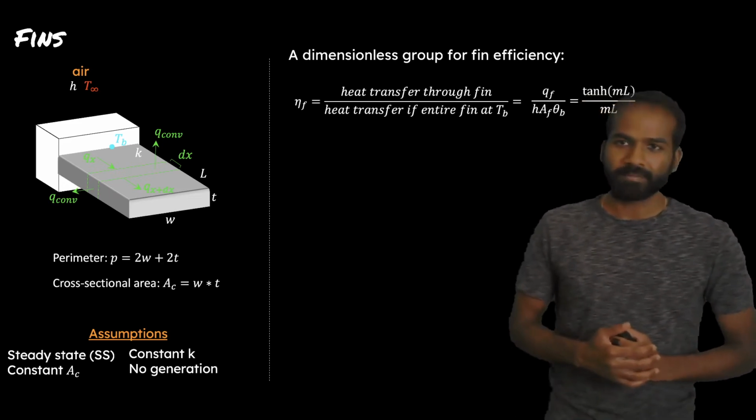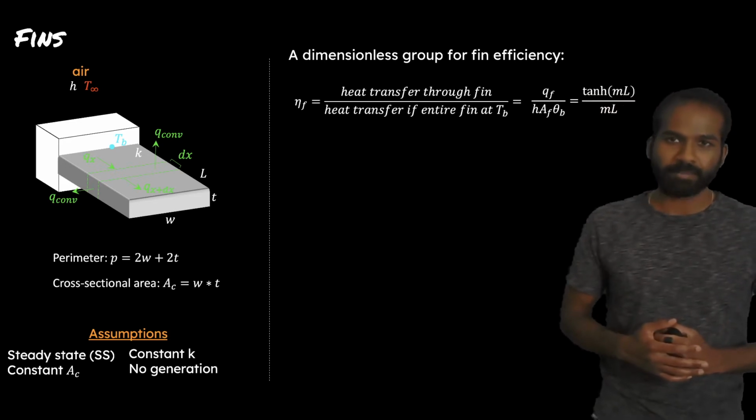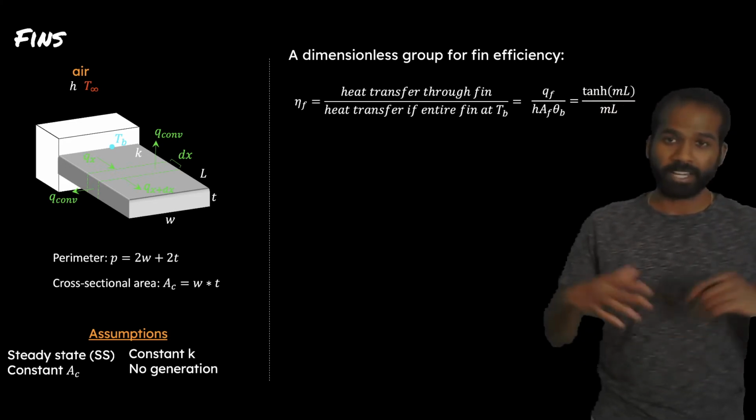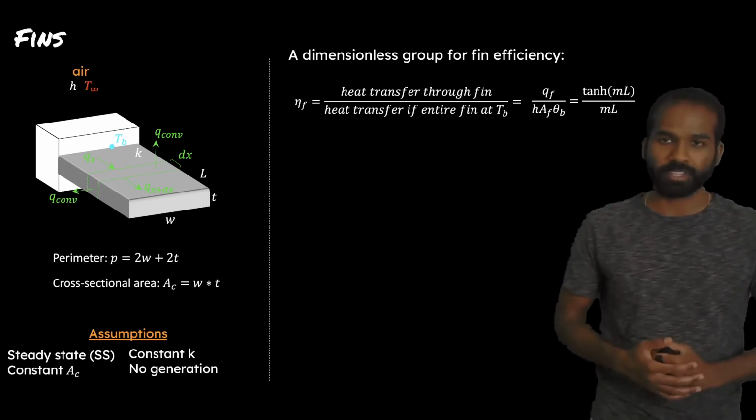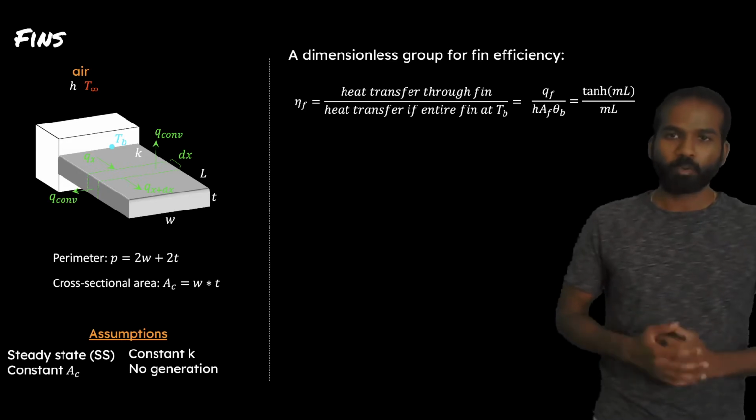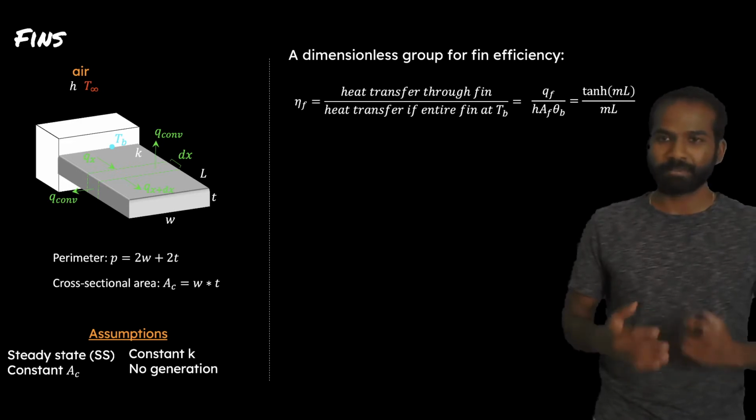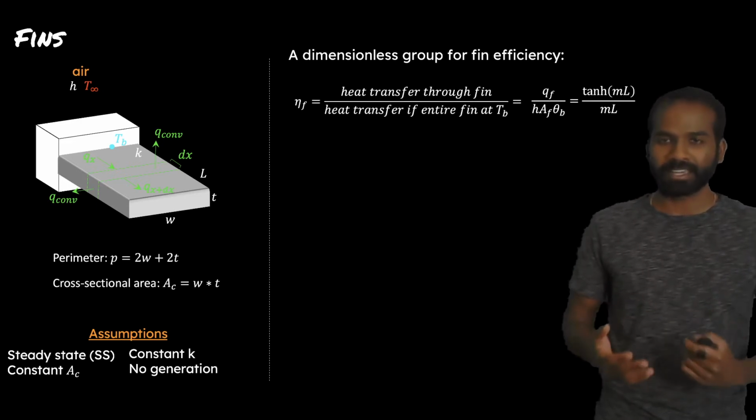So if we plug in, we get Q sub F in the numerator and h times A sub F, which is the area of the entire fin, its whole surface area, times theta sub B. If we plug in for Q sub F and we do some math, we'll find that eta sub F equals the hyperbolic tangent of mL divided by mL.